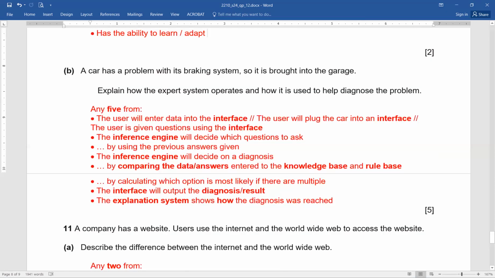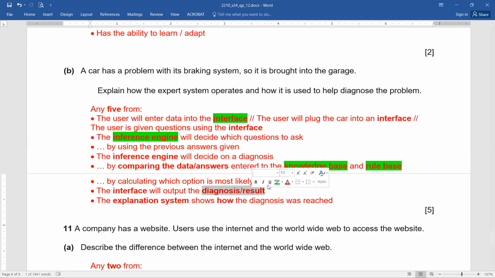So actually, let's underline the keywords. The first keyword that your answer should contain will be interface. Then the second keyword is going to be the inference engine. I hope that you remember that term. Then the third keyword: again you're going to talk about the inference engine finding out the answers through the knowledge base and rule base. And then the interface will output the diagnosis or the result, and the explanation system also.